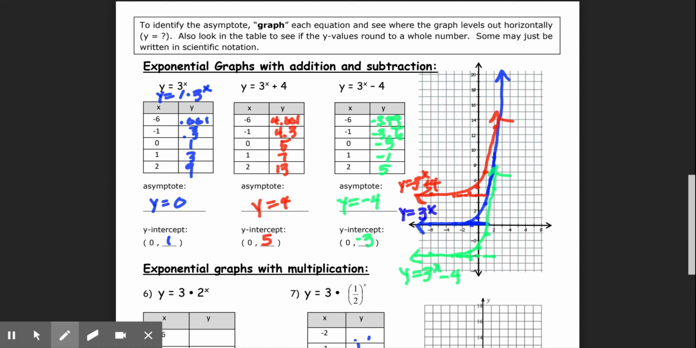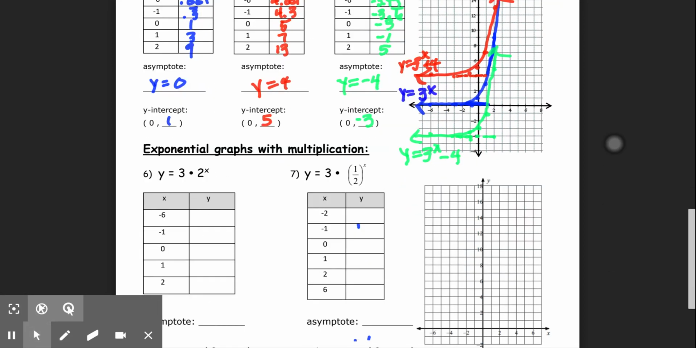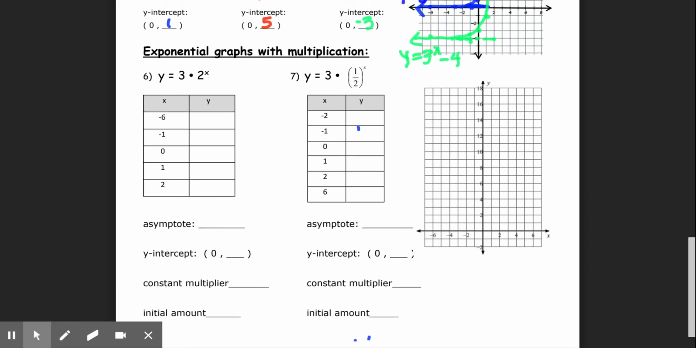All right, so let's take a look at problem 6 and 7 and see what we can do on this here. So 3 times 2 to the x. You put this in your calculator, and at -6, it's 0.05. And then at -1, it's 1.5. And then 3, 6, and 12. So -6 and 0.05. And -1 and 1.5. And then 0, 3, 1, 6, and 2, 12.